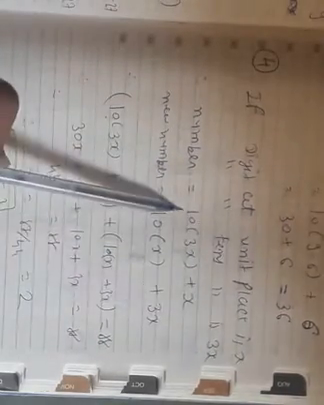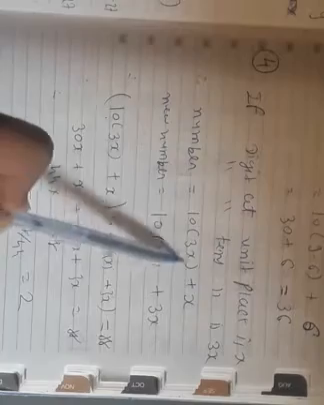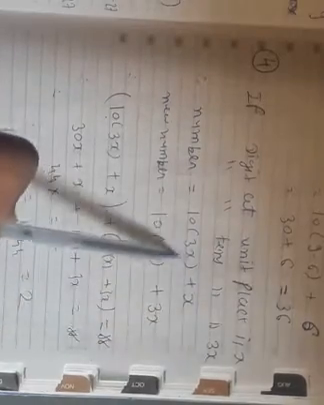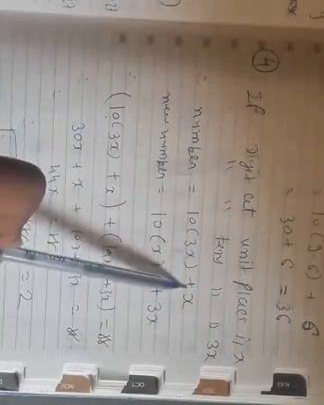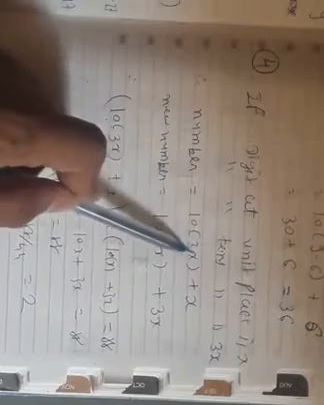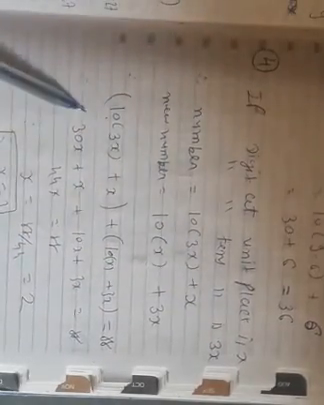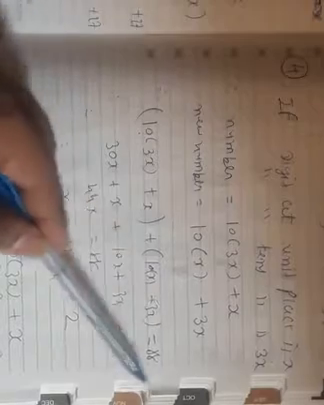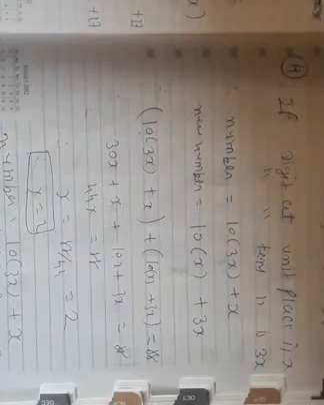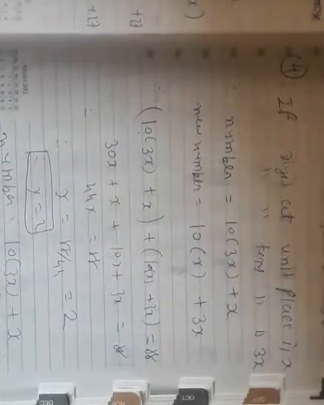So this is the older number. We already know how to form that number: 10 times the tens place digit, which is 3x, plus the unit place digit, that is x. That is the original number. If we interchange these digits, the tens place digit becomes the unit place digit, and the unit place digit becomes the tens place digit. If we add these, the sum will be 88.